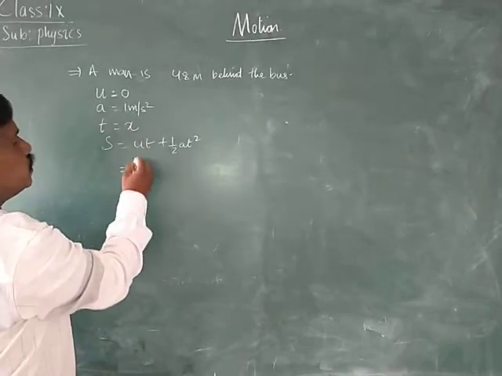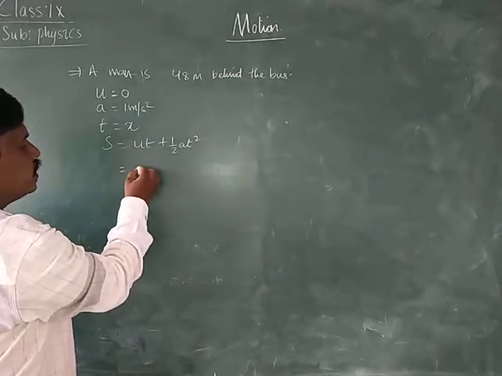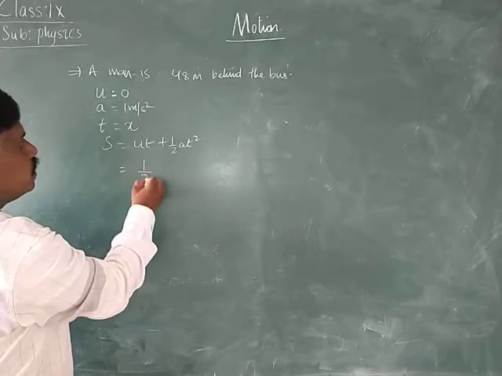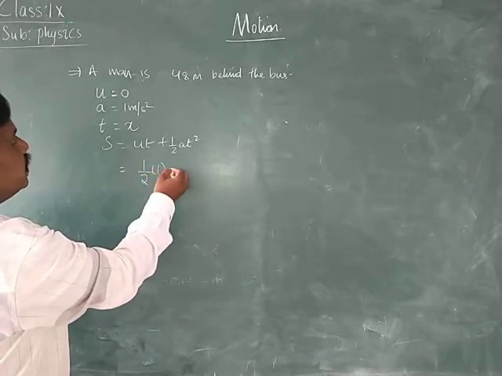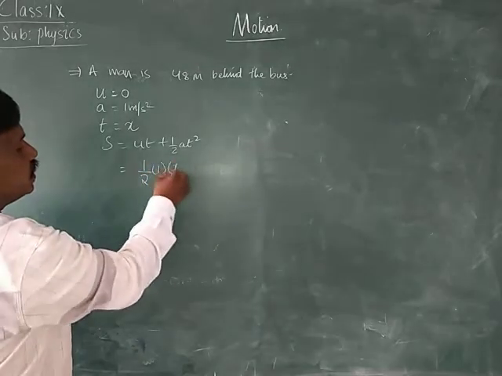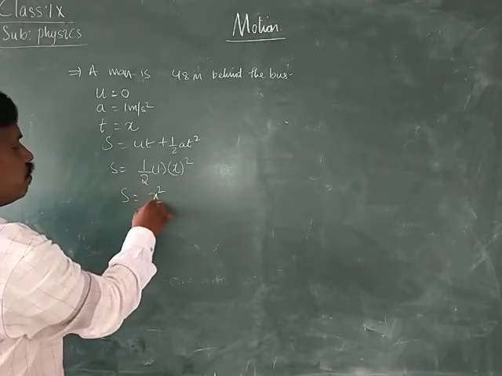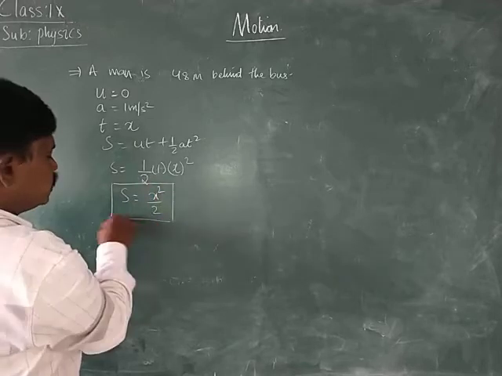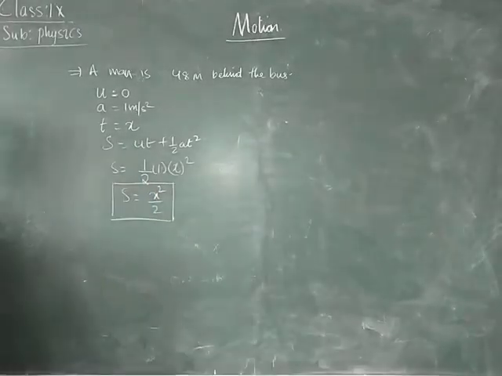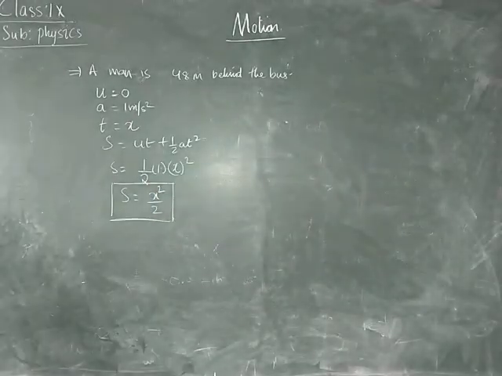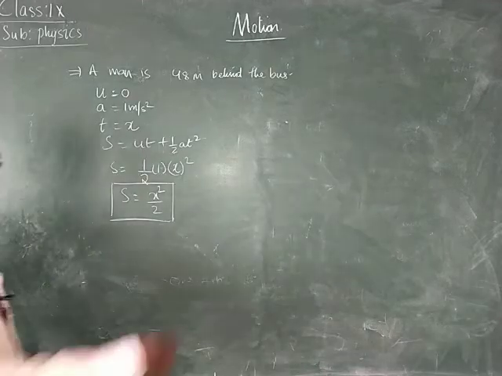Here u is 0, so u into t is 0, plus half a is 1, t is equal to x, square. Therefore, s is equal to x square by 2. We are getting the distance traveled by the bus as x square by 2.